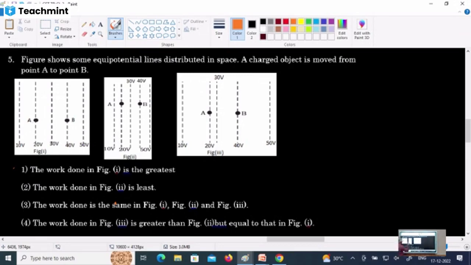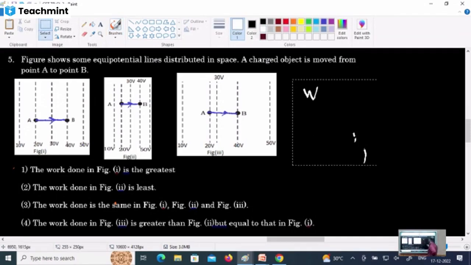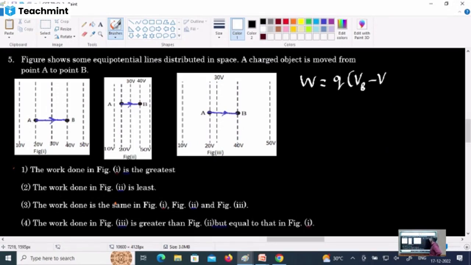Let's do one thing. Basically, we are moving the charge from A to B. Here it goes from A to B. Here also, point A is here and it goes to B. Here also it goes from A to B. He has given us three cases. We know how much work is done when the charge is moved from one point to another point. We studied this in the Synopsis class. W is equal to charge times potential difference, VB minus VA.